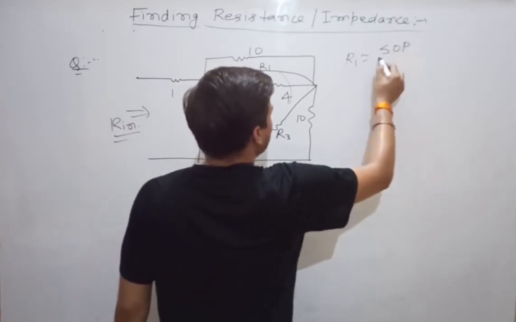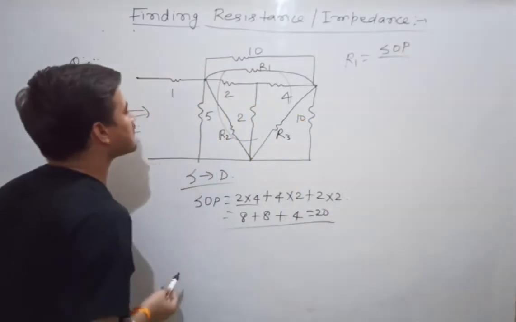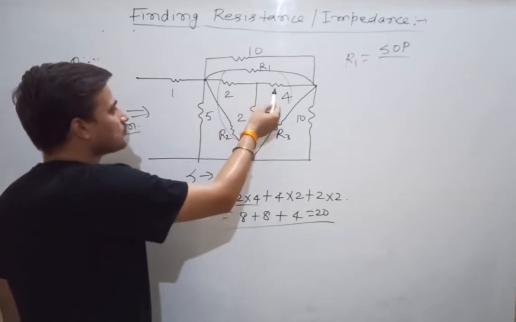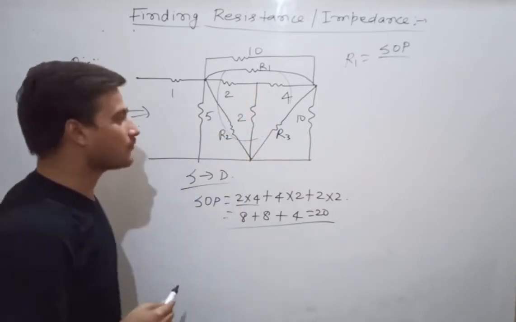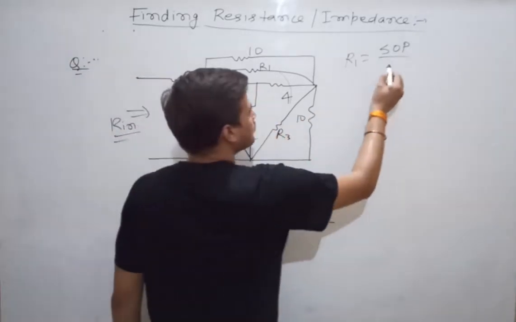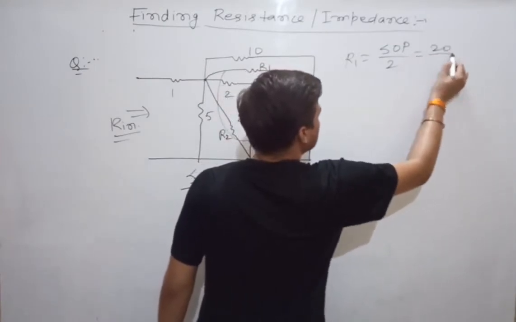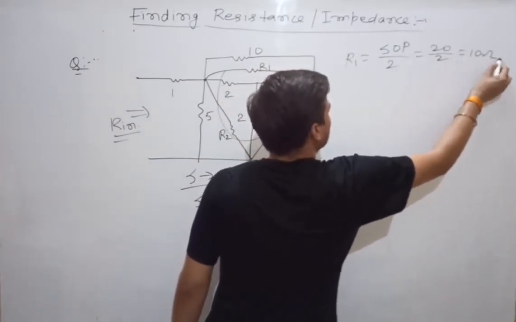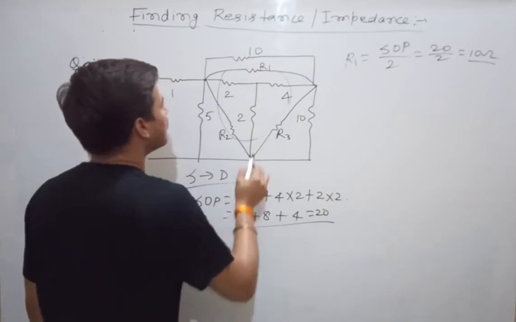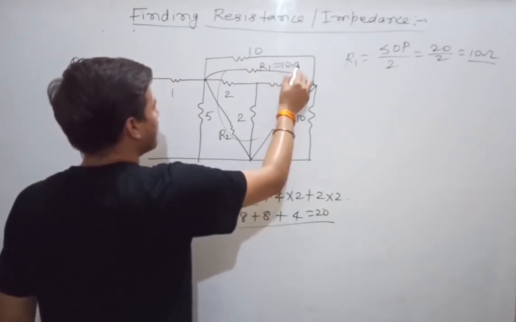SOP divided by one resistance. Which resistance? This one. Because 2 and 4 ohm are already connected with R1. So we will divide by 2. That means 20 by 2, that means 10 ohm. So R1 is equal to 10 ohm.